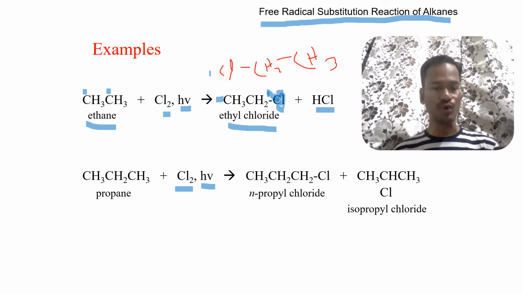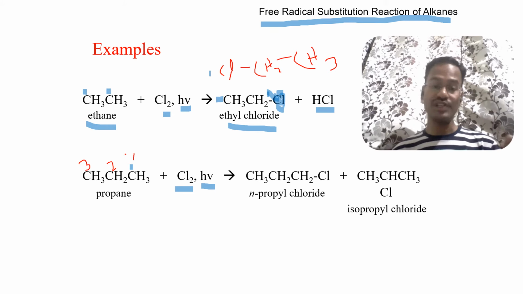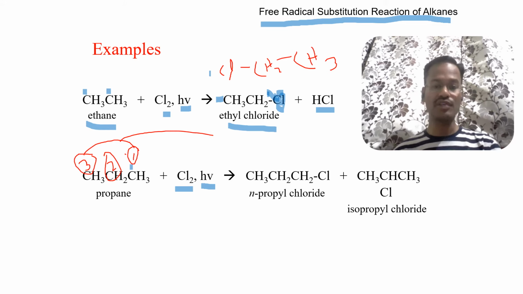mechanism, this chlorine may attack three carbons: carbon number 1, carbon number 2, and carbon number 3. Even here, if the chlorine is attacking carbon number 1 or carbon number 3, both are the same. But if it is attacking carbon number 2, there is a chance of getting a second product. If the chlorine attacks either carbon number 1 or carbon number 3, it results in formation of n-propyl chloride.